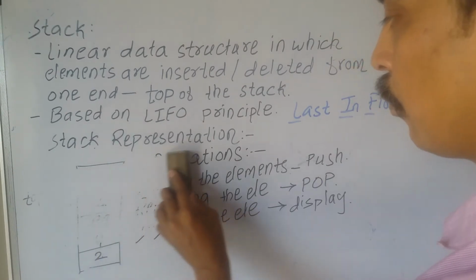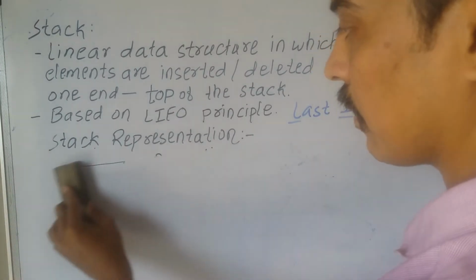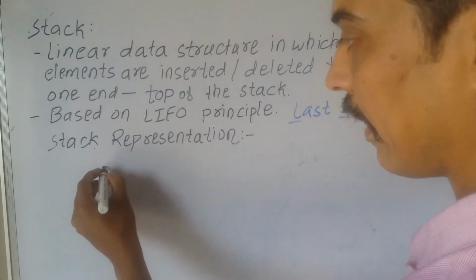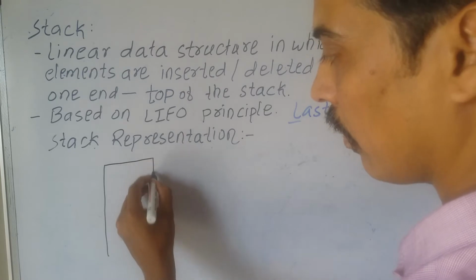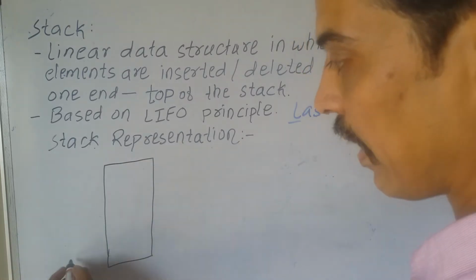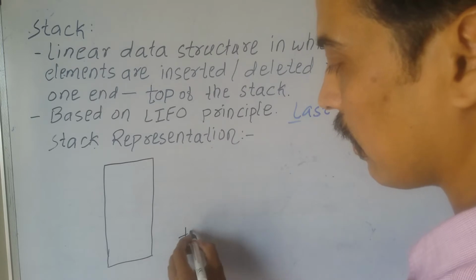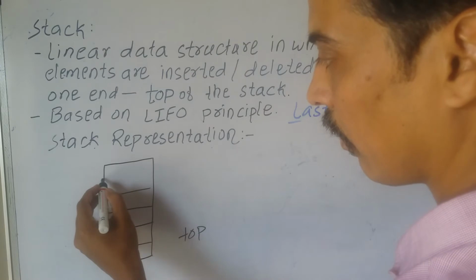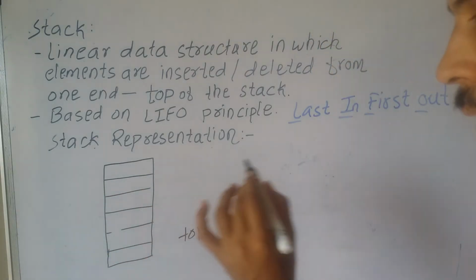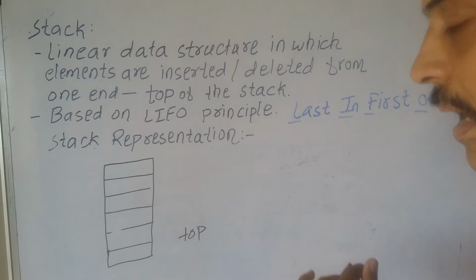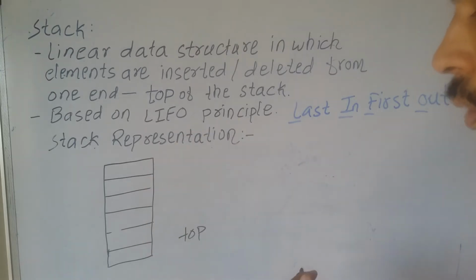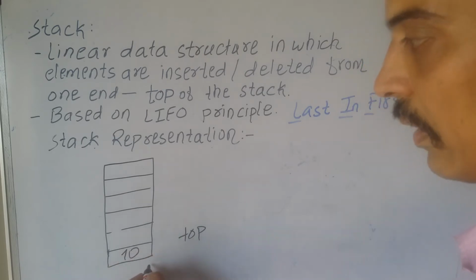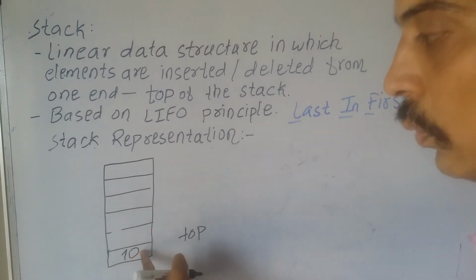Now I will show you what the push and pop operations are. Initially the stack is empty, so there are no elements in the stack. I will say that top has the null value the first time. Now I have some elements in my hand that I want to insert onto the stack. I will insert the first element, for example 10. Here I am pushing the element 10 onto the stack.